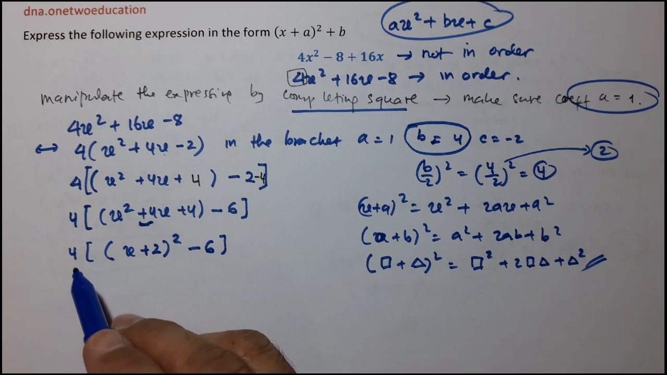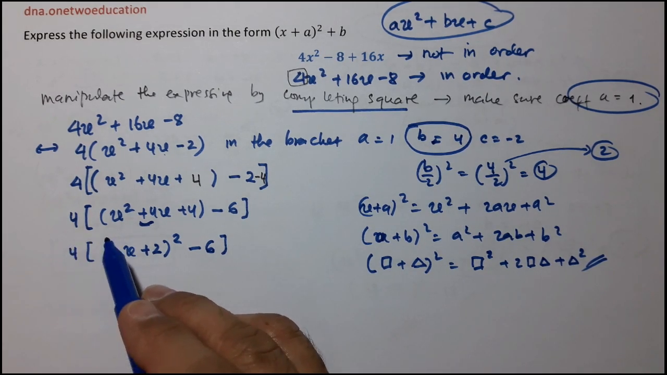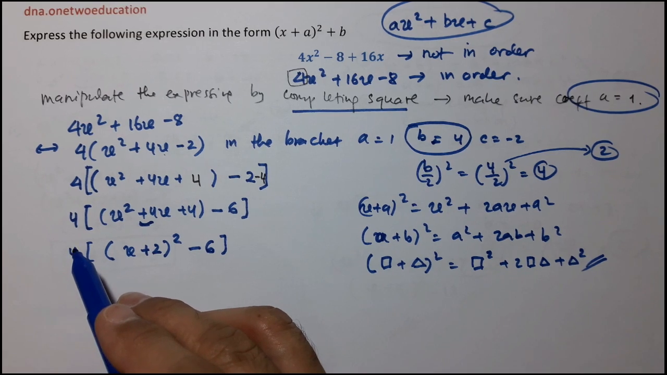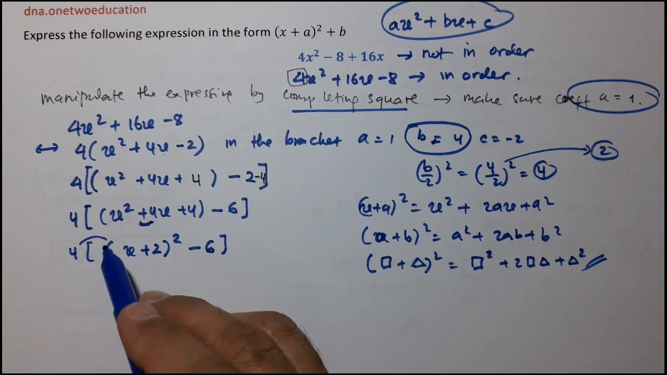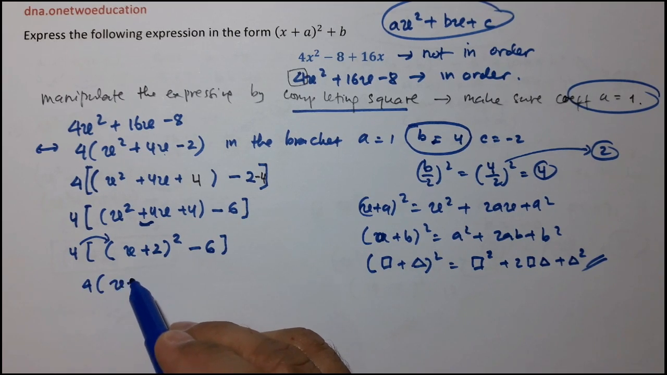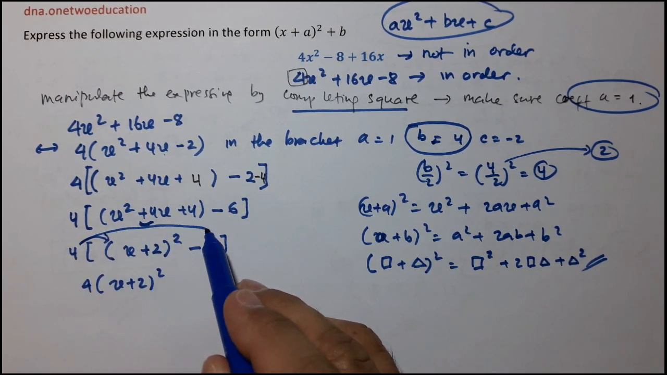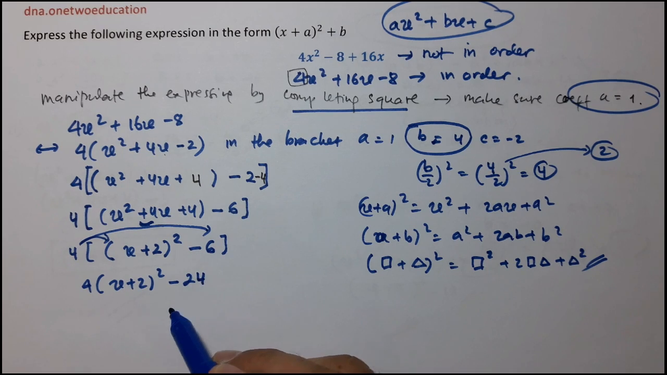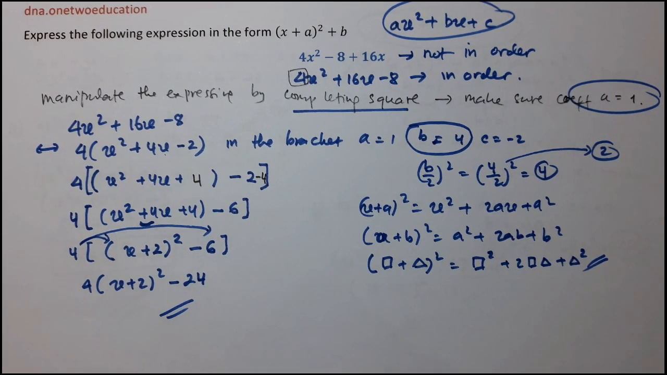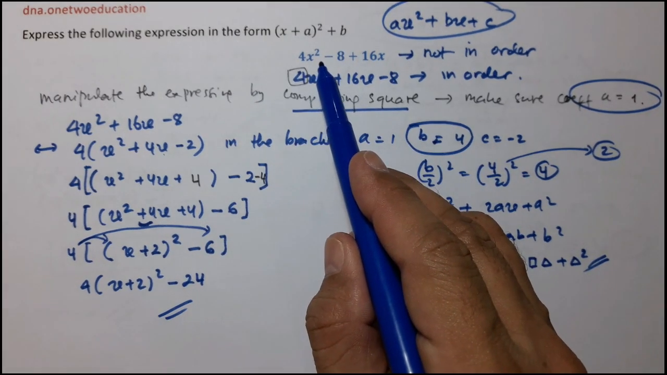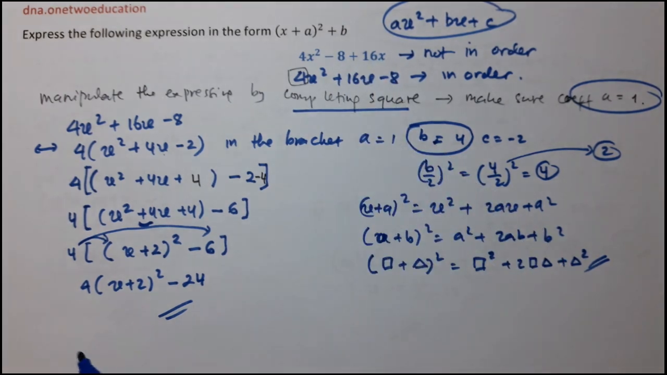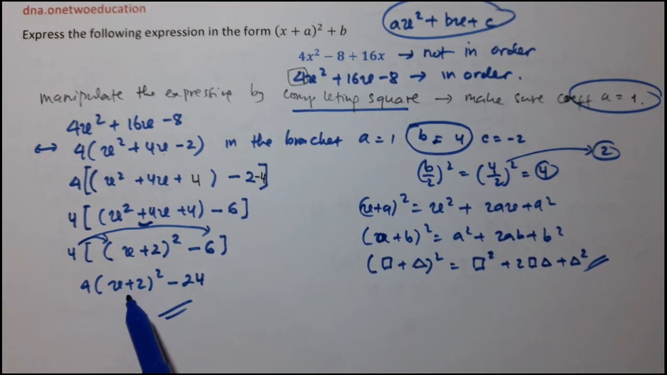So now we distribute the coefficient out of the bracket here. So 4(x + 2)², and then here is negative 24. Dear students, so we found the expression of 4x² - 8 + 16x is 4, open the bracket, (x + 2)² - 24. Okay, please students? Okay, we go to the next example.